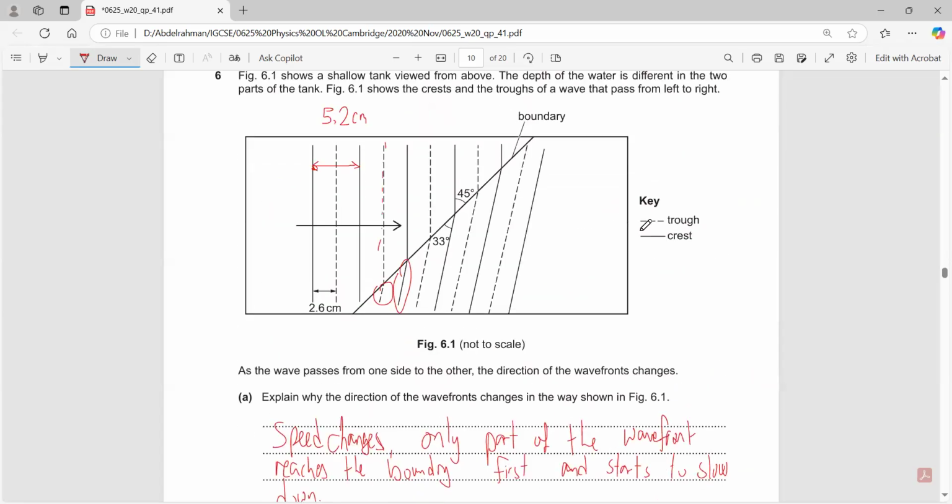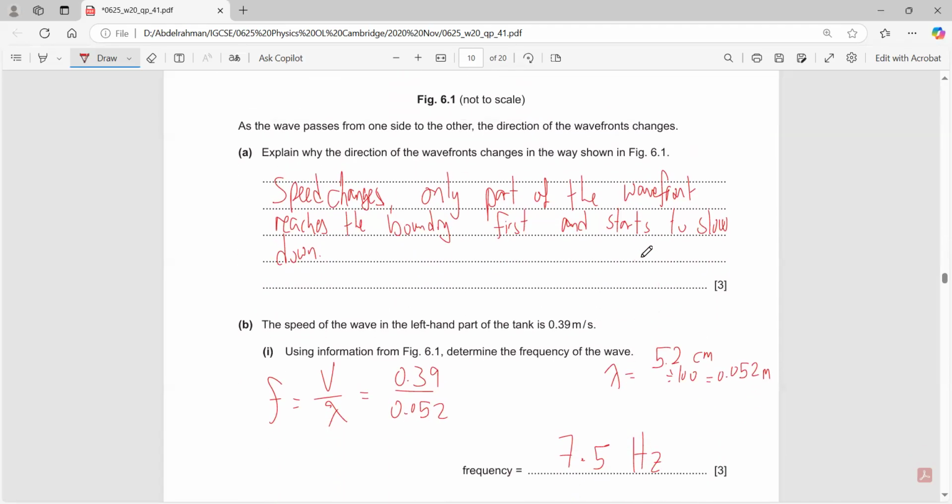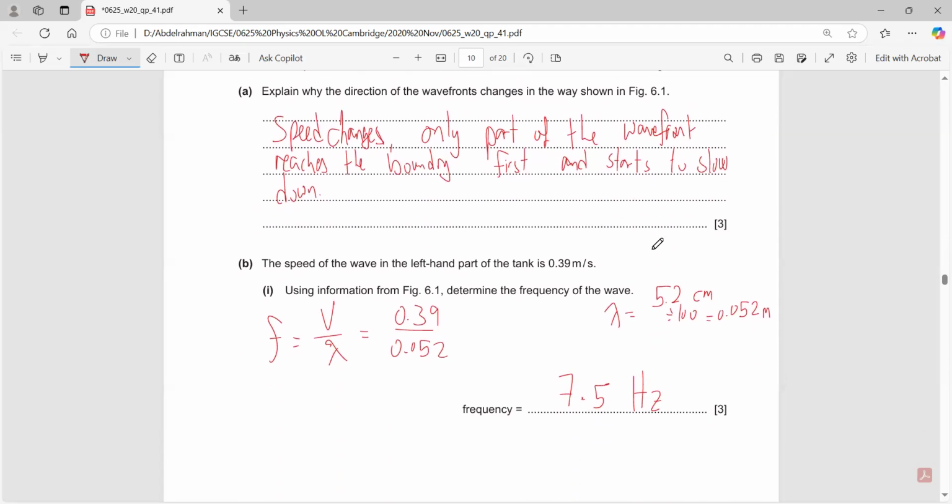Again, 2.6 is not the wavelength. 2.6 is only half the wavelength. Moving on.